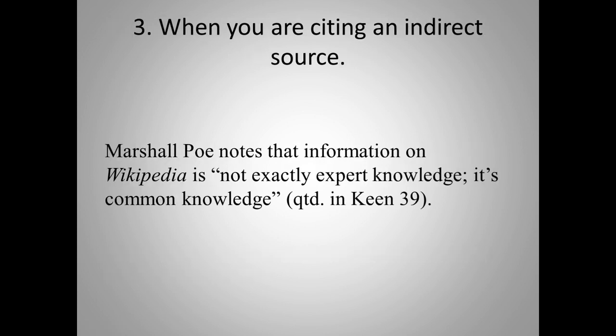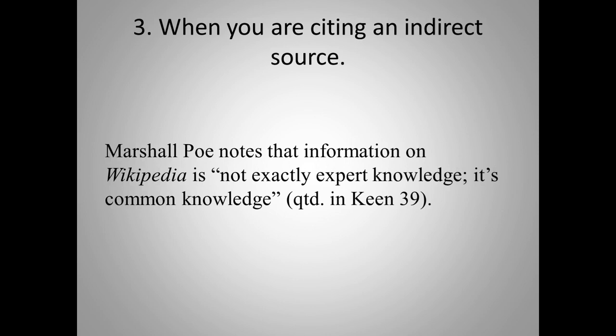The third special situation is when you are citing an indirect source. Here's my example. Marshall Poe notes that information on Wikipedia is, quote, not exactly expert knowledge. It's common knowledge, unquote. My parenthetical reference here: qtd. in Keen 39. Keen is the last name of the author, 39 is the page number.